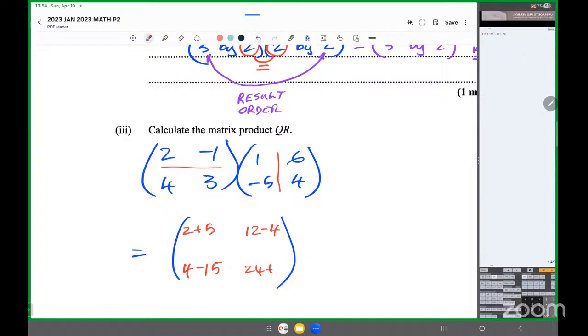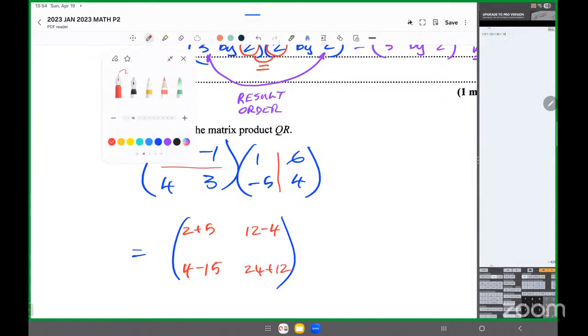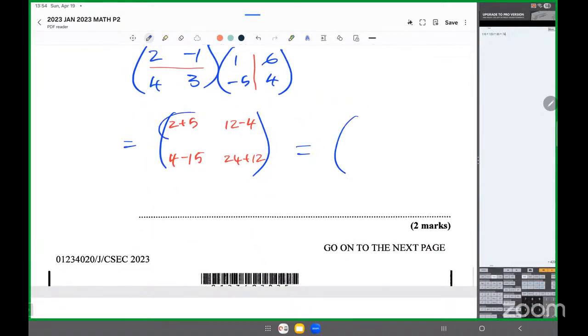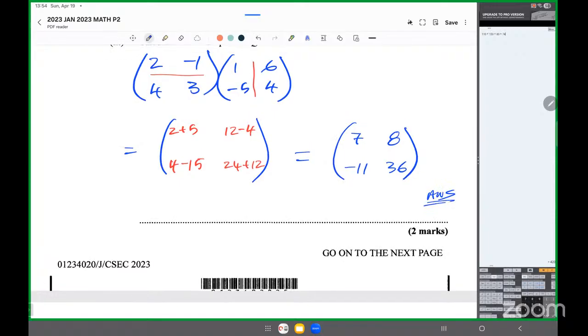You're going to write the final result. It becomes equal to: 2 and 5 is 7, 12 minus 4 is 8, 4 minus 15 is negative 11, 24 and 12 is 36. That's the answer right here. What after that?